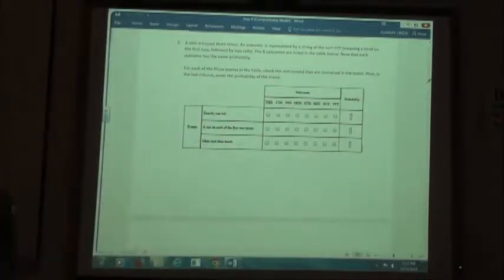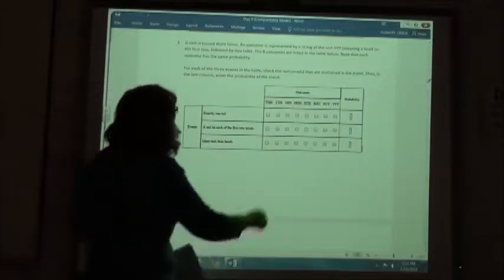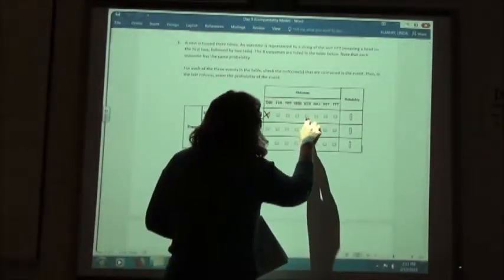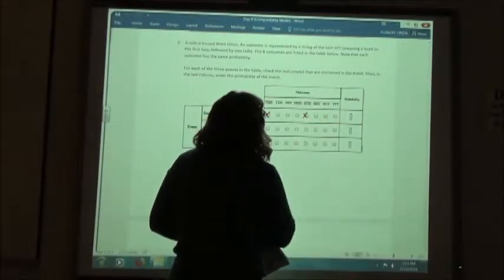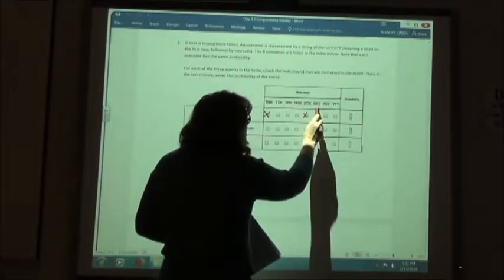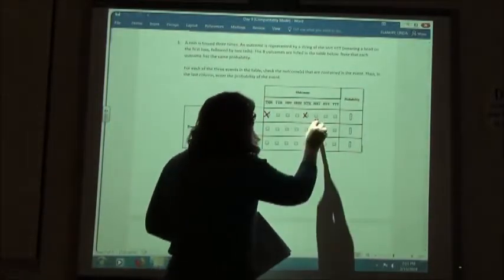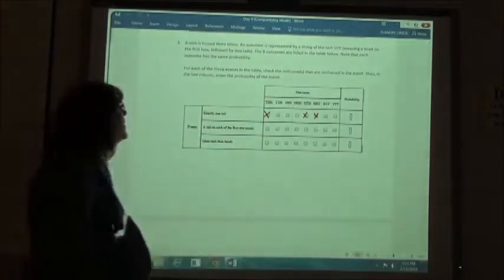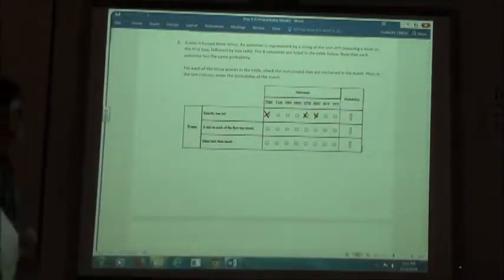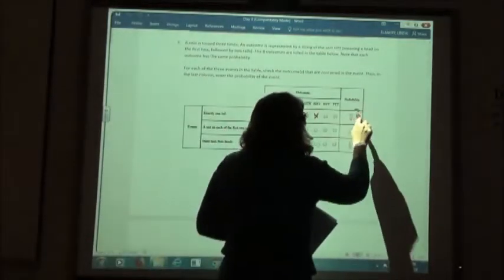First one we want to do exactly 1 tail. So the first one and the fifth one, and the sixth one also, right? Sixth one only has 1 tail. So my probability there is 3/8.